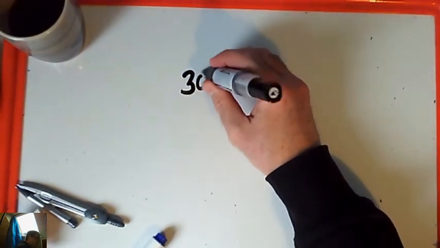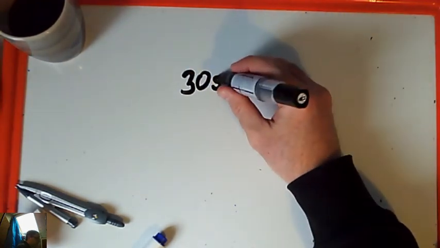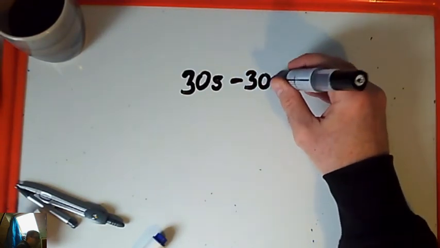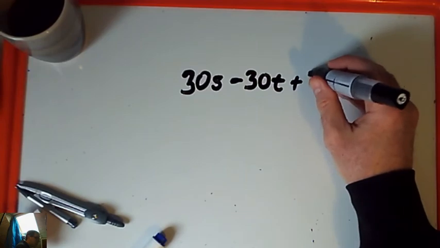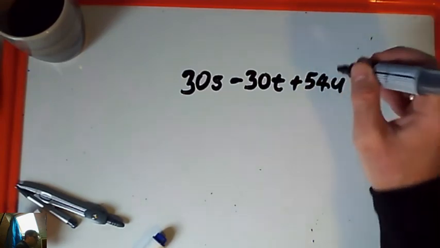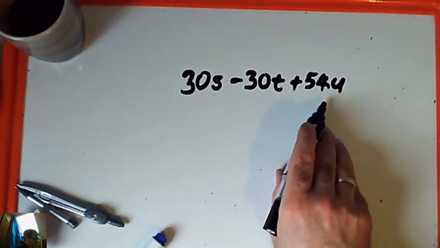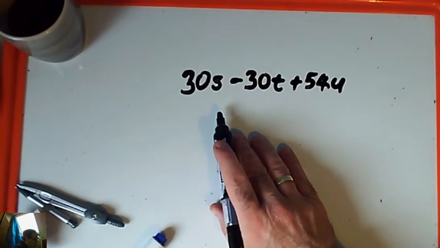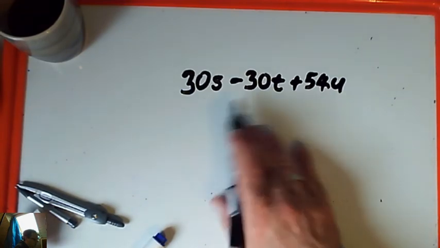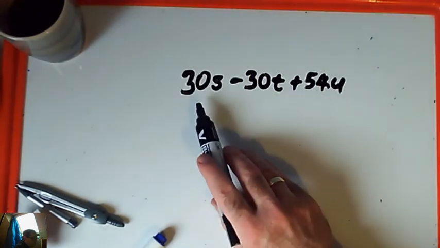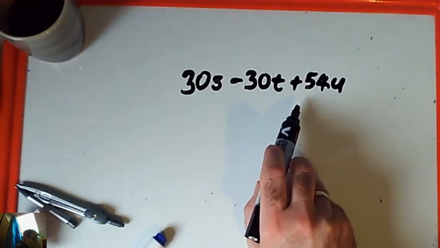30s minus 30t plus 54u. Well, the smallest thing here is 30. 30 doesn't go into any of these numbers. What numbers go into 30? Could be 15. 15 doesn't go into 54. So smaller numbers that go into 30 could be 10. 10 doesn't go into 54. Getting a bit desperate now, actually, aren't we?